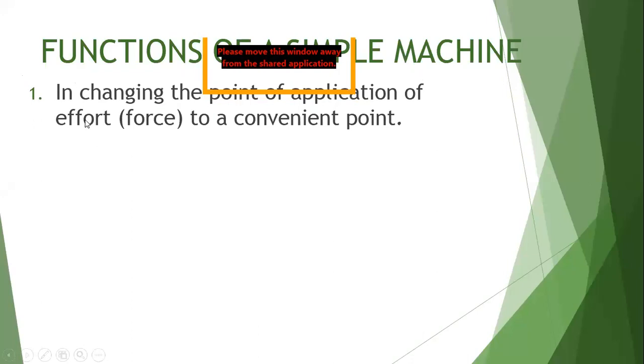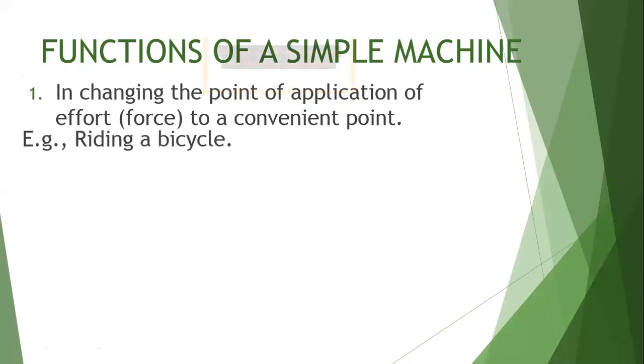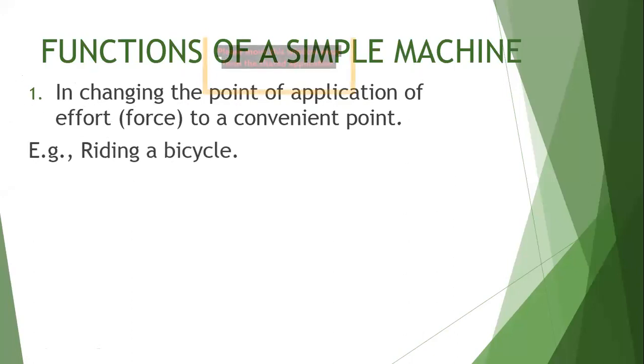We use a machine to change the point of application of force. Why do we use it? To change the point of application of force to a convenient point. We use it to change the direction of force, and we even use it to change the point of application of force. For example, when you are riding a bicycle.